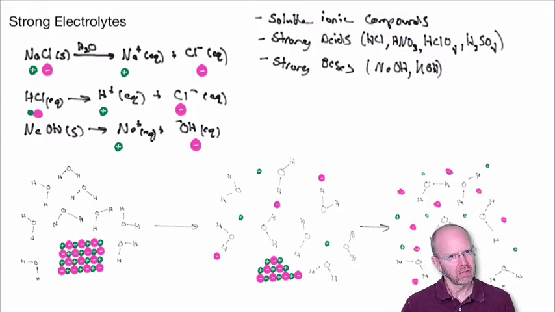And just a hint, not all ionic compounds are highly soluble. And in our next video, we're going to talk about how to predict whether a compound will dissolve readily in water. For now, we know sodium chloride does, so we're just going to call that one an example of a strong electrolyte. Strong acids, things you're already familiar with, like hydrochloric acid, nitric acid, perchloric acid, and sulfuric acid.